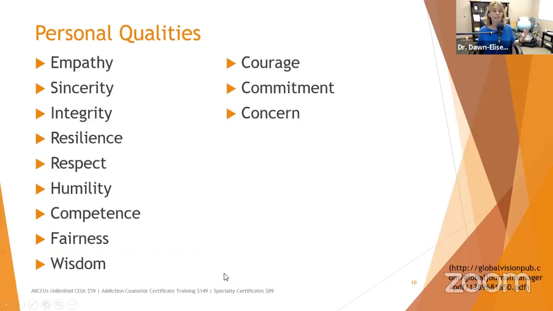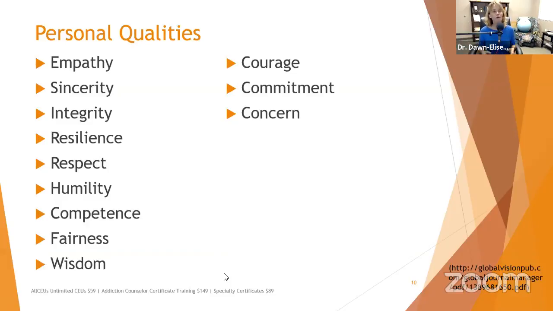So, personal qualities that we have to have ethically. We need to be empathetic, sincere. We need to have integrity. We need to be resilient because, just like we expect clients to be resilient and we try to teach them that, we have to be resilient. We're not always going to have a good day. Clients are not always going to have a good day. So we need to be able to bounce back with them. We need to have respect for ourselves, for our colleagues, and for our clients. We need to be humble and recognize that we don't know everything. Just flat out. I don't care if you're Carl Rogers. Carl Rogers didn't know everything.